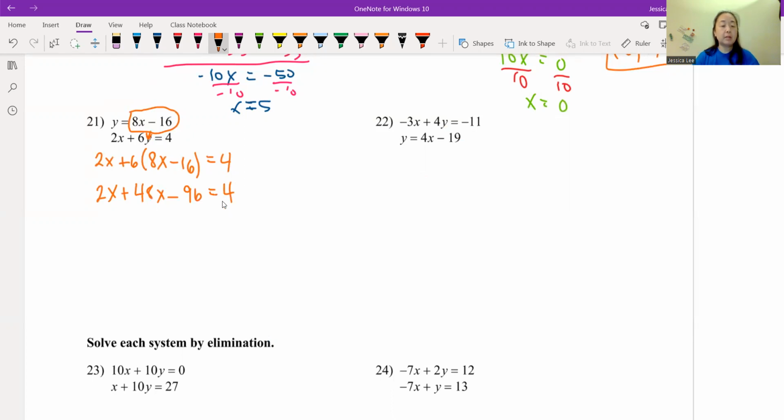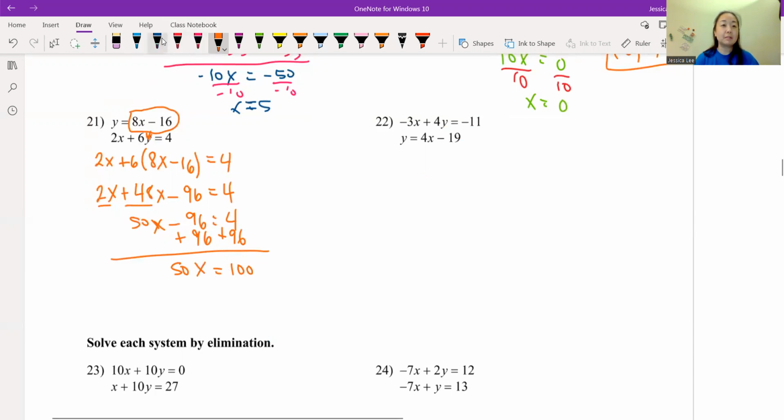Again, combine like terms. We got these 2 like terms right here, so 2x plus 48x is 50x, minus 96 is equal to 4. Again, it's a two-step equation. Add 96 to both sides and you get 50x is equal to 100. So what do we get for x? We divide by 50 on both sides, and we get x is equal to 2.